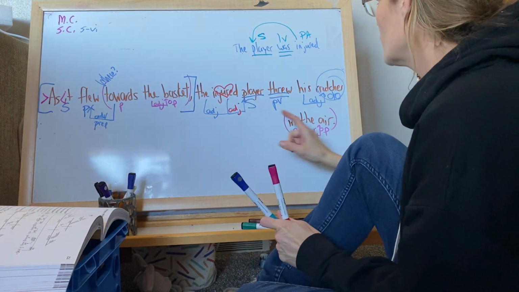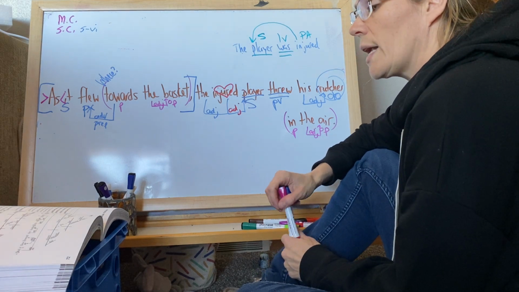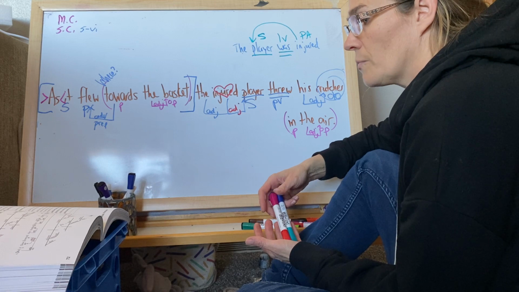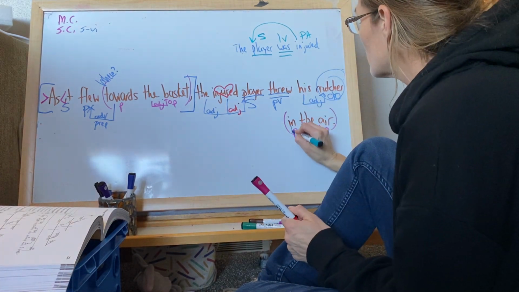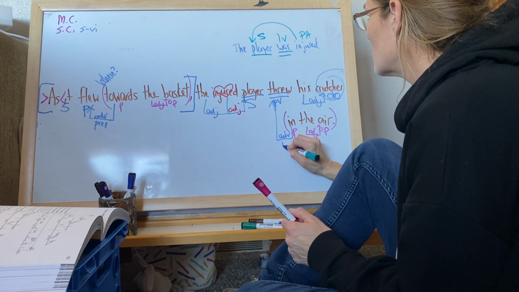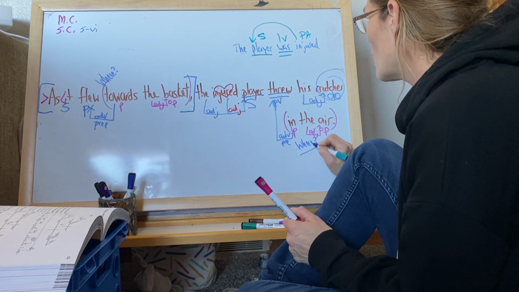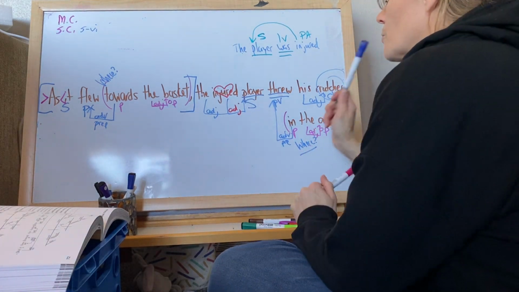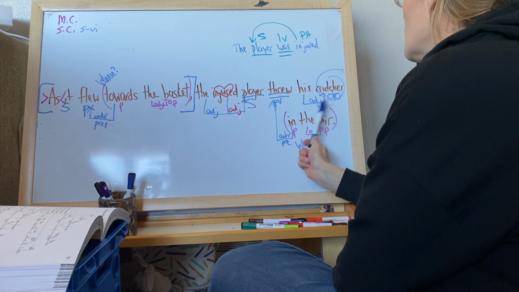Wait. In the air. What kind of prepositional phrase is it? Adverbial or adjectival? Where did he throw the crutches? Where? In the air. He threw the crutches. Now he can't walk. Someone help him. It's answering the question where. Where? In the air. Now, we have an SVI and we have an SVTDO.